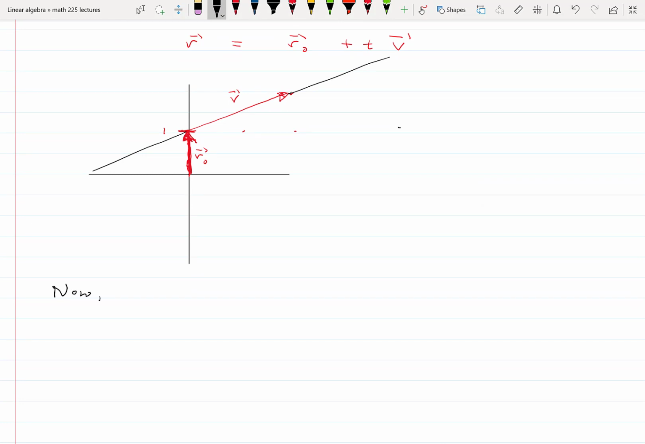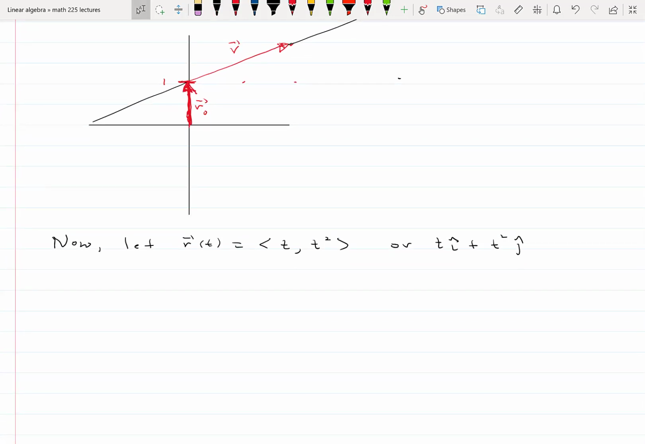Now, let r of t, the position vector, equal the vector whose components are t, comma, t squared. Or if you'd like, t i plus t squared j, using standard basis vectors i and j. Okay, the r again is viewed as a position vector.